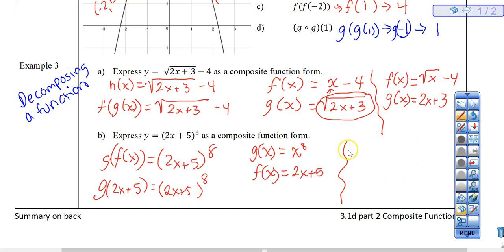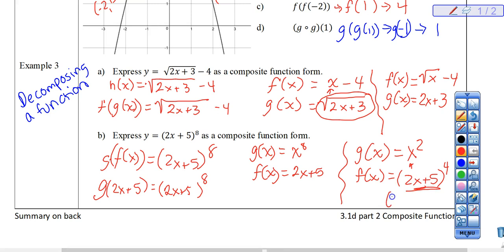What about if I did this? What if I did g of x equals x squared, and f of x equaled 2x plus 5 to the 4th? Would that work? Well, let's think about it. If I plug this in here, then that would be 2x plus 5 to the 4th, squared. Think that would work? I believe that would work.